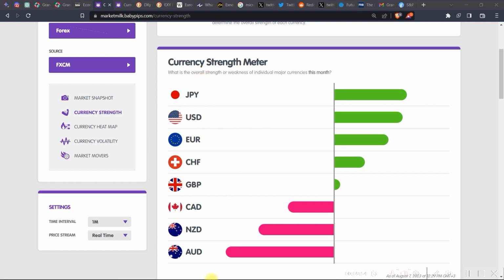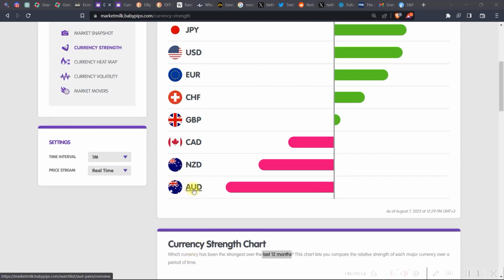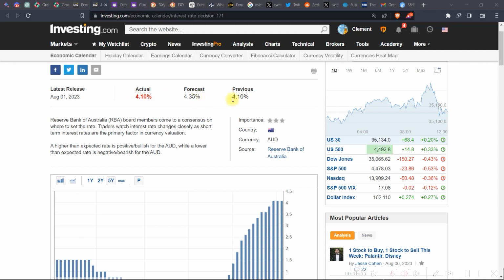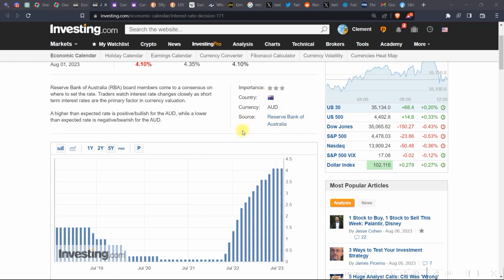That's it for the strong currencies. Looking at the weak one, the Reserve Bank of Australia. This bank, they paused rates twice in a row. Let me show you that calendar. In fact, here we are. Reserve Bank of Australia, Australia interest rate decision. Actual, forecast, previous. Source: Reserve Bank of Australia.